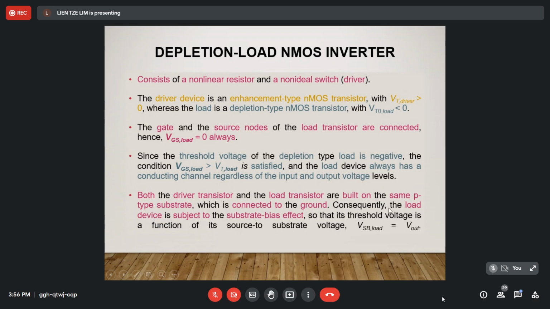Consequently, the load transistor is subject to the substrate bias effect. So the threshold voltage is a function of its source to substrate voltage, which means that VSB load is equal to Vout. This one also can refer back to the figure.